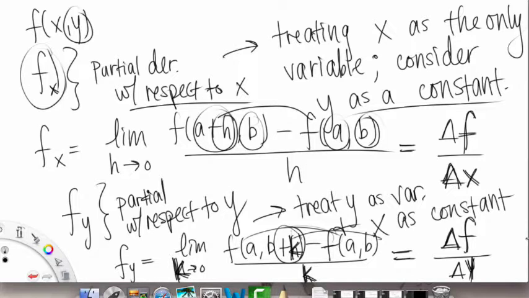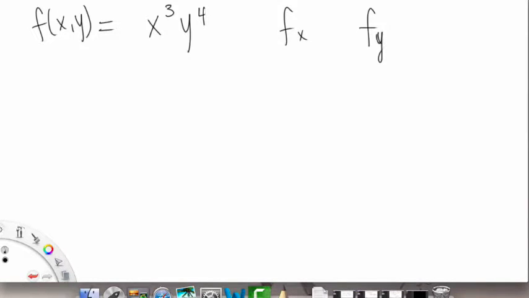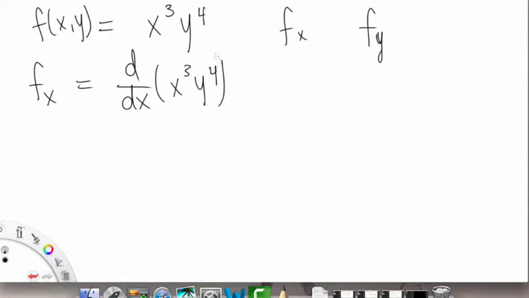All right, let's do an example. How are we actually going to do the computations? Let's say we have the function f of x, y equals, let's make it simple, x cubed times y to the fourth. We're going to compute the partial derivative with respect to x and the partial derivative with respect to y. First let's do the x one. We're treating x as our variable. This is basically saying the same thing as d dx of f of x, y. y is a constant, so that's just going to be considered a constant.